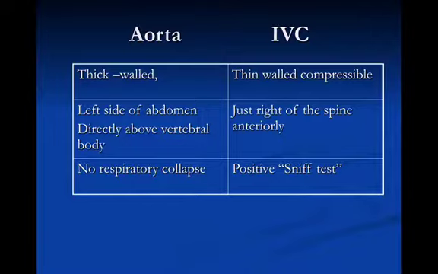So the difference between the aorta and IVC, and it's quite common to get confused early on, but if you look at the aorta, it will have thick walls versus the IVC, if you push hard enough, you can actually compress it with your probe. The aorta will be directly above the vertebral body and on the left side of the abdomen and will look very round. The IVC may not be exactly round, and it will be just to the right of the spine anteriorly. There is no respiratory collapse in the aorta versus in the IVC, you will see variation with a sniff test.